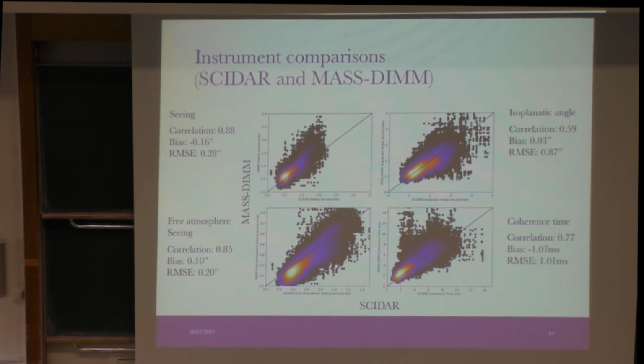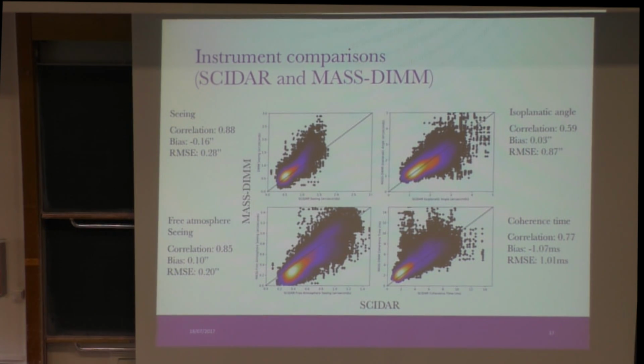So here's our scatter. We've got the SCIDAR and the MASS-DIMM. Different parameters. The seeing is pretty good, okay, so the MASS-DIMM is in a different position, so perhaps we'd expect it to have slightly worse seeing than the SCIDAR, so that's okay. Atomic angle. There's a bit of a surprise here, but generally there's a low bias. The free atmosphere seeing is an interesting one. Okay, so the free atmosphere seeing of the MASS-DIMM is considerably lower than we get from the SCIDAR.